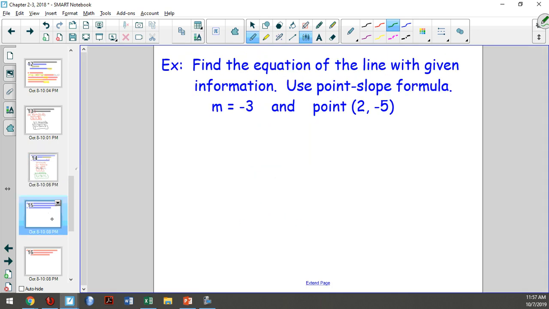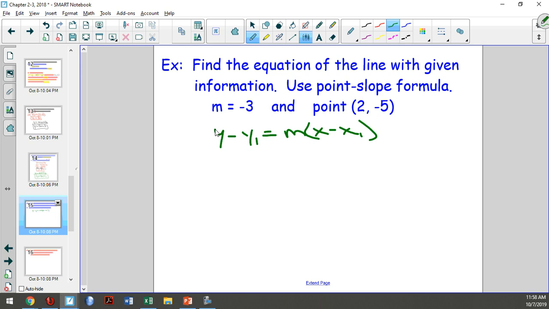Same exact thing, same exact problem. But I'm not using slope-intercept. What am I asking you to utilize this time? Point slope. What is point slope? Y minus y1 equals m times x minus x1.